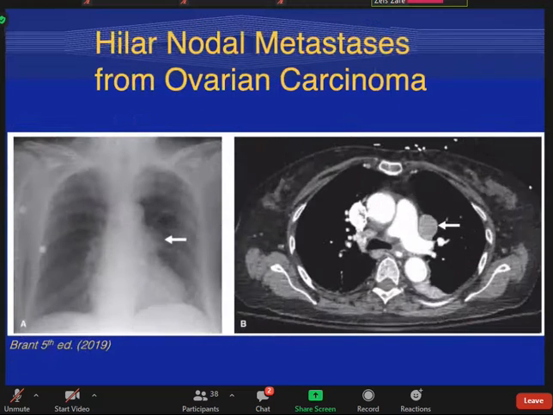In another patient with ovarian carcinoma, we can see a left hilar mass, and the CT shows an enlarged left hilar lymph node reflecting metastatic disease.